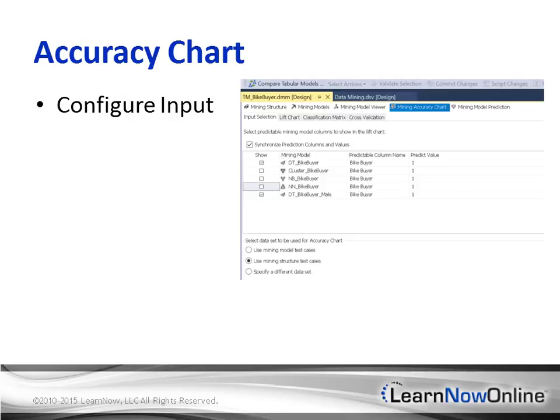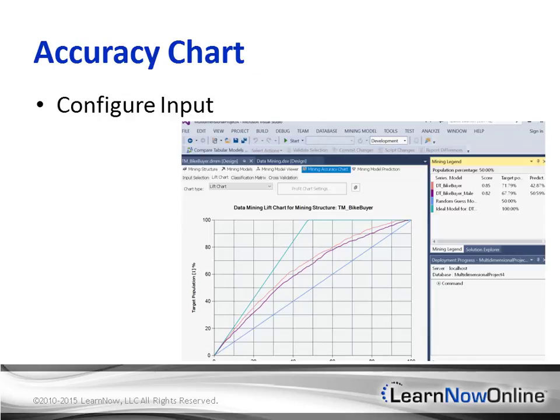As well, you can compare two or more models and see how they rank against each other and against what would be a perfect model. The configuration is the first step, and the input for the lift chart includes selecting the predicted value of the model you want to show. The data set used can be model test data, structured test cases, or a completely different set of data.